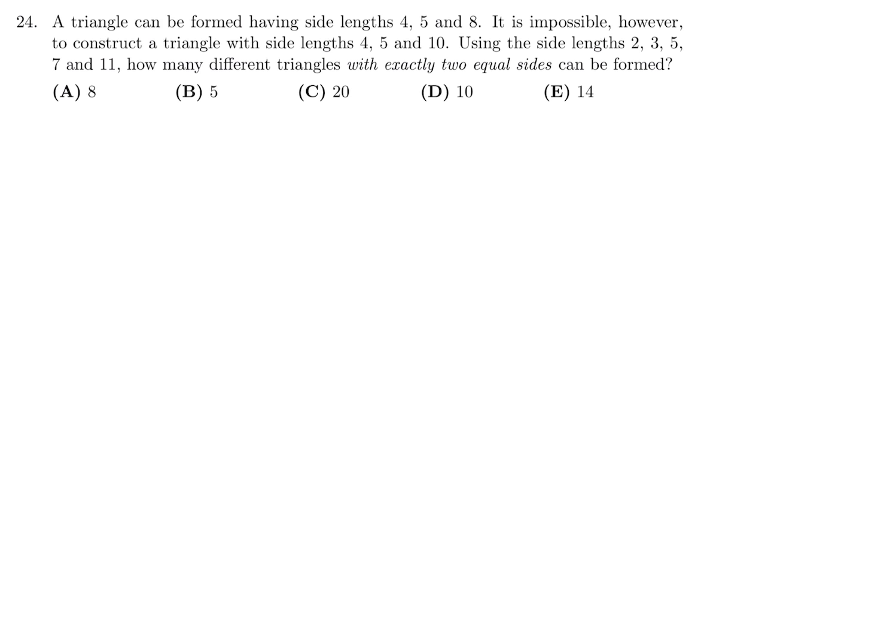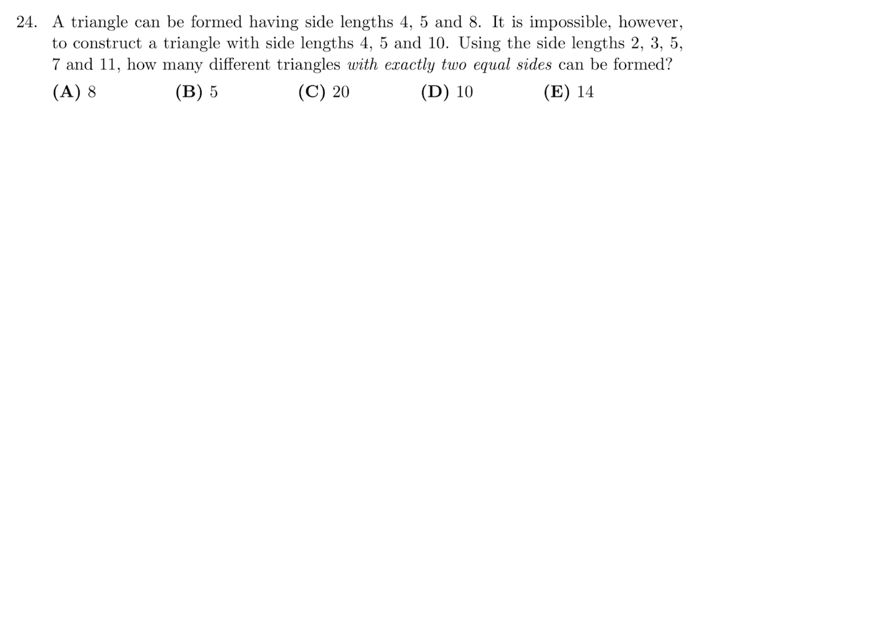A triangle can be formed having side lengths 4, 5, and 8. It is impossible, however, to construct a triangle with sides 4, 5, and 10. Using the side lengths 2, 3, 5, 7, and 11, how many different triangles with exactly 2 equal sides can be formed?